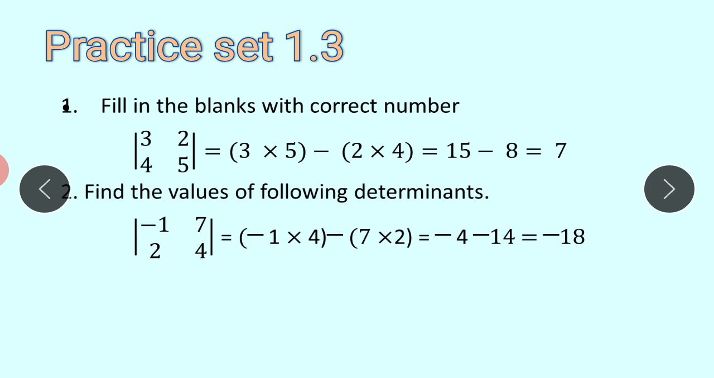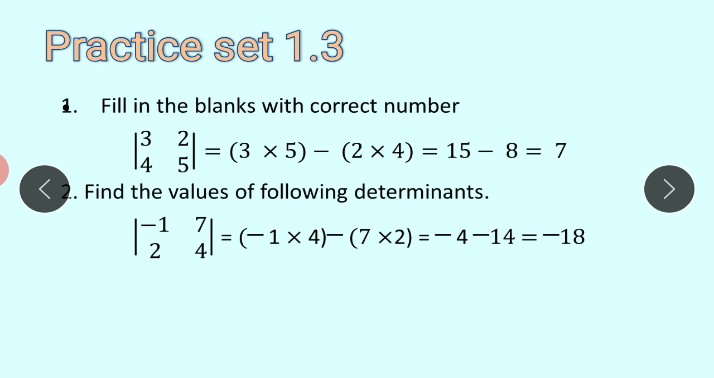Students, see practice set 1.3. First question, fill in the blanks with correct number. Means this type of question for 1 mark or 2 marks in activity based question. 3 into 5. You write here minus 2 into 4. 3 into 5 is 15. Minus 2 fours are 8. 15 minus 8, then you get 7.